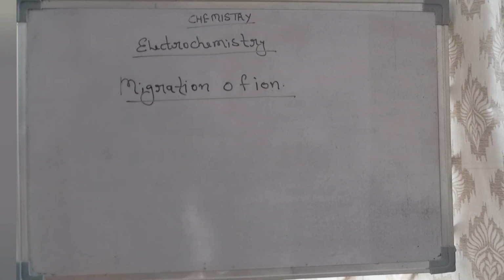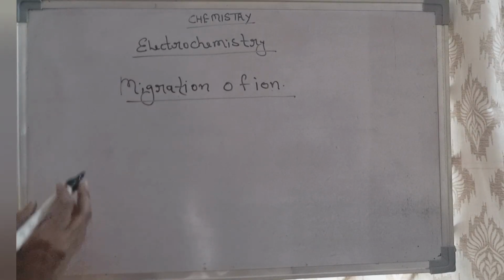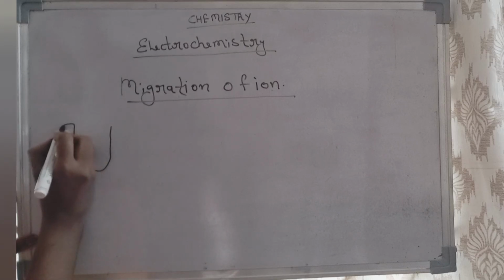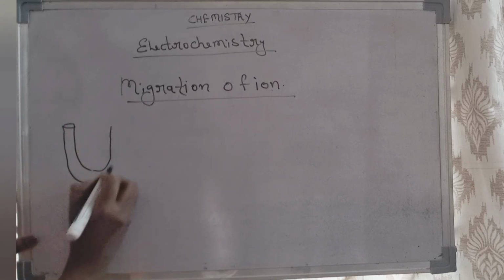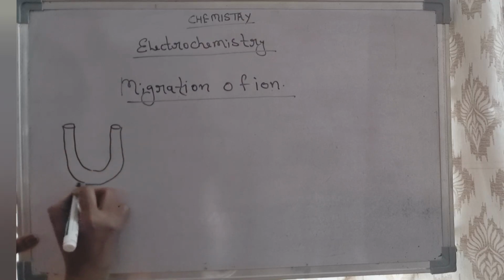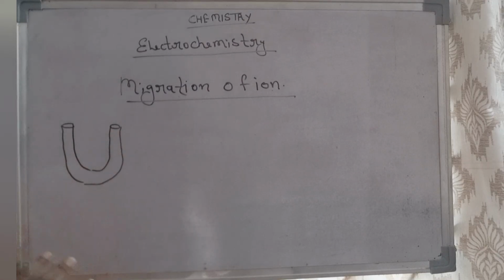So in this case, we're supposed to take one U-tube like that. Okay, this is your U-tube. This U-tube is available in any kind of laboratory, and in this U-tube only we will see the experiment. Okay, migration of ions: how the ions move from one path to another. So in this case, you will see the migration of ions.